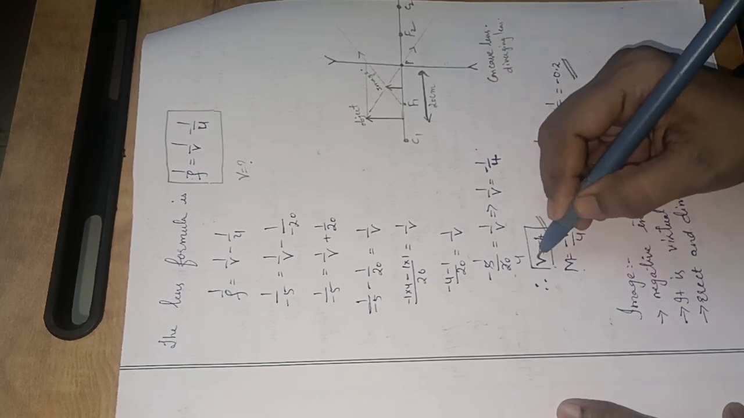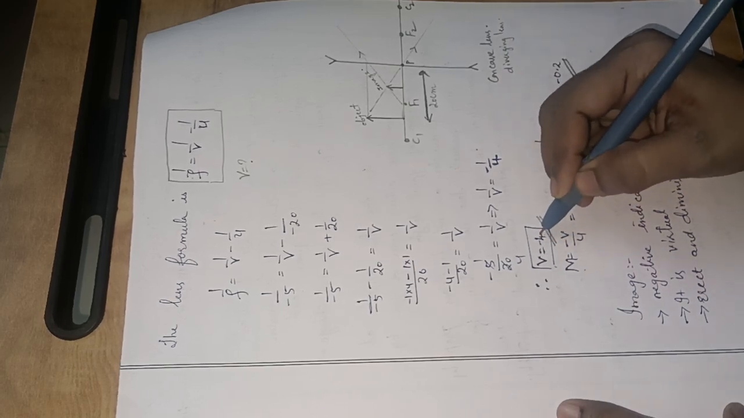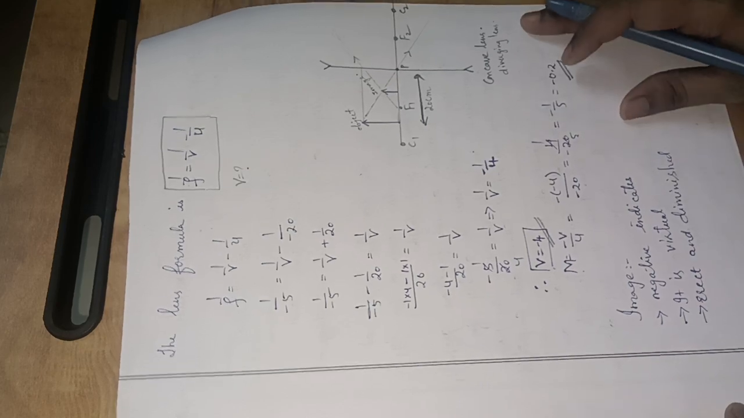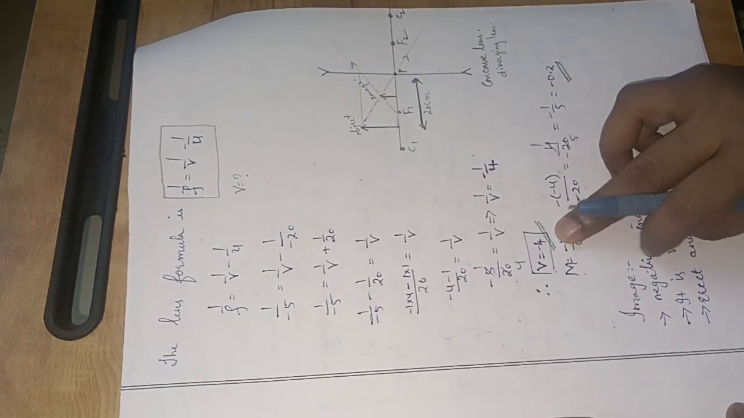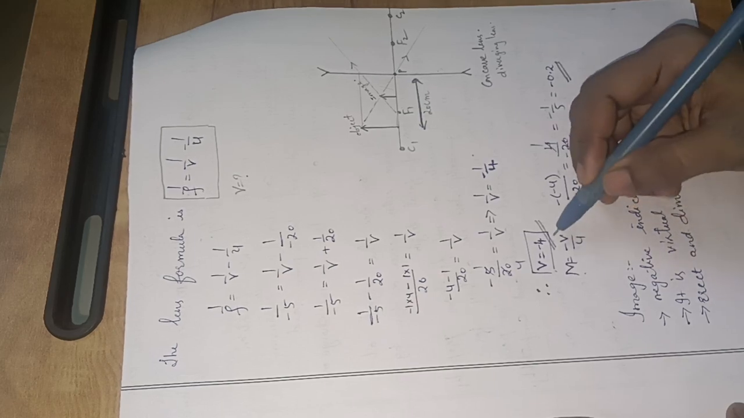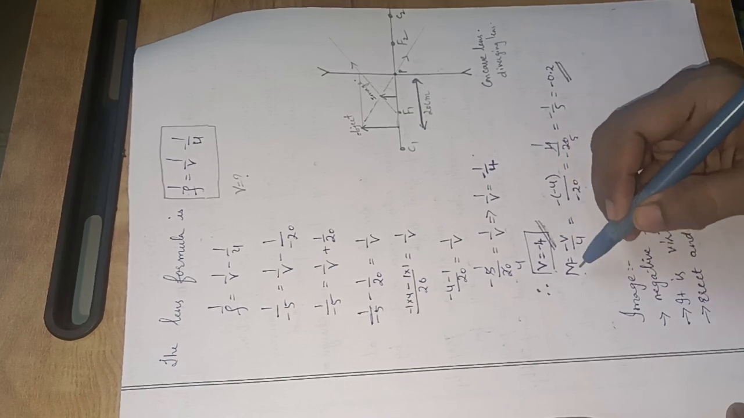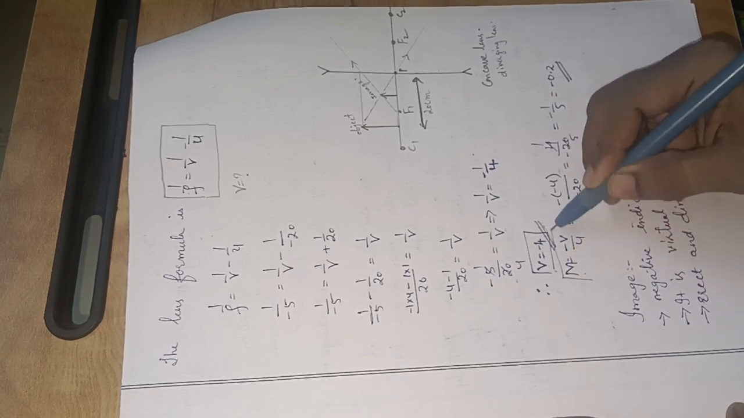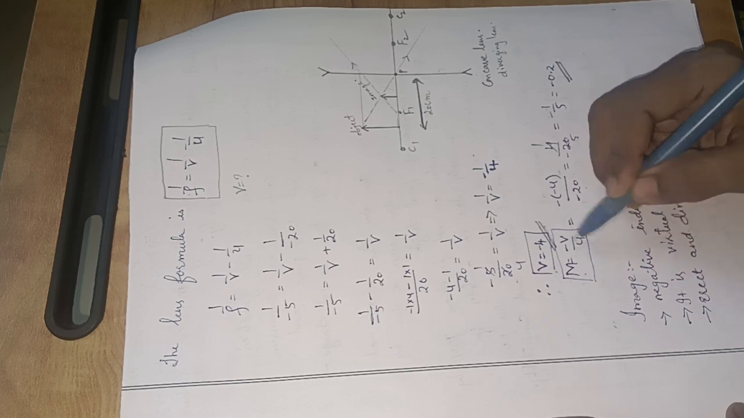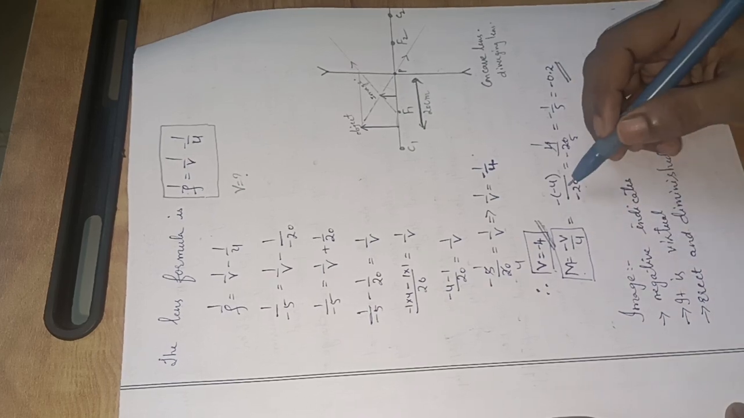So v is equal to minus 4. So the image distance is equal to minus 4. Once you get the image distance, you can easily find out the magnification. The formula for magnification is m is equal to minus v by u.